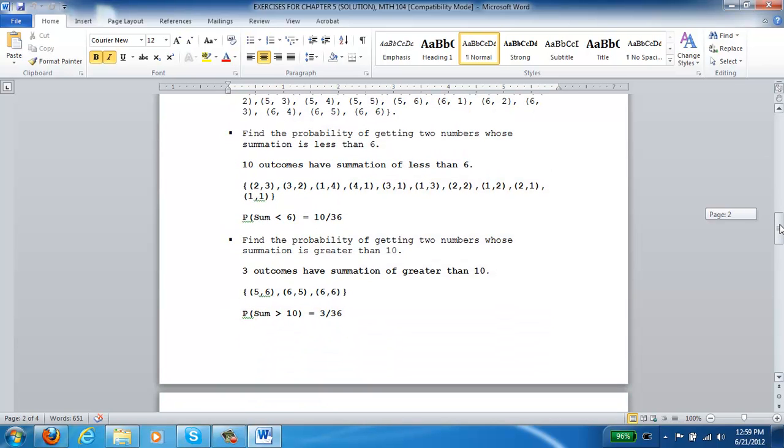What is the probability of getting two numbers whose summation is greater than 10? It could be 11 or 12. 11 could be 5, 6 and 6, 5. 12 could be 6, 6. As a result, we have 3 outcomes. So 3 out of 36 is the probability to have a summation greater than 10.